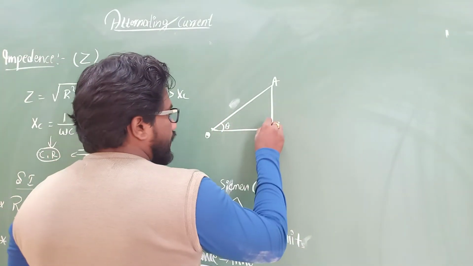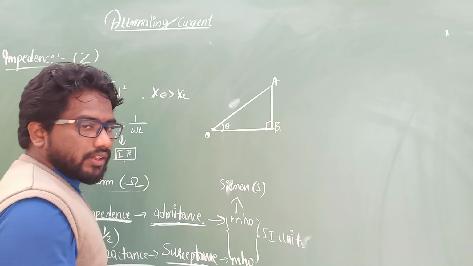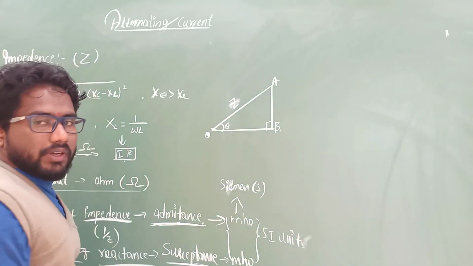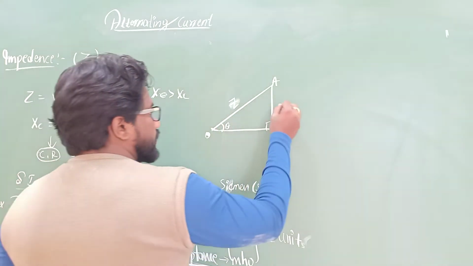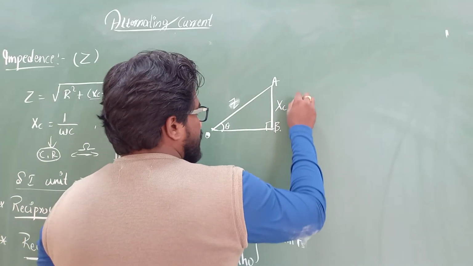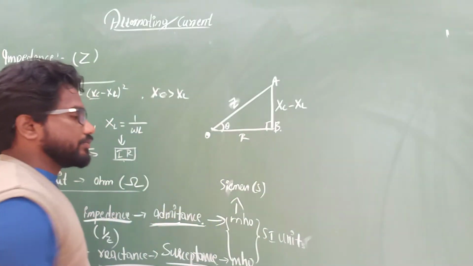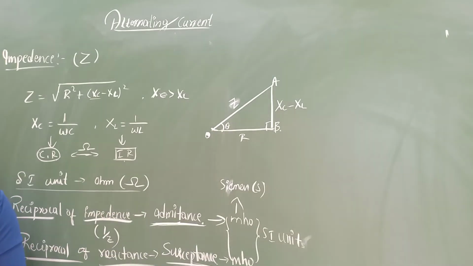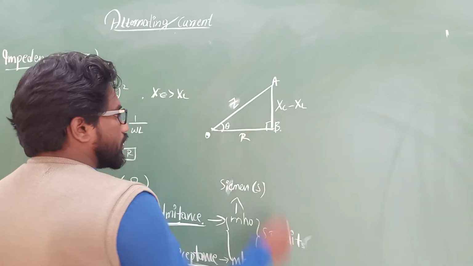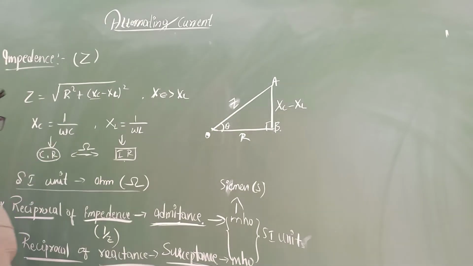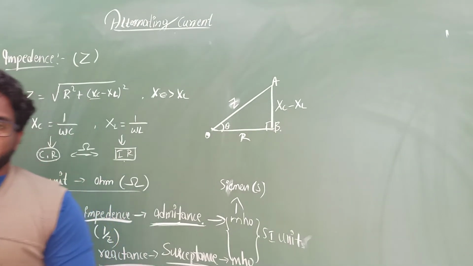So the side opposite the 90-degree angle is the hypotenuse, that I'll take as Z, which is nothing but impedance. And the side opposite theta is XC minus XL, and this one is R, because all three are here. If you take sine theta, you can go back and check the previous video lecture, you will understand.